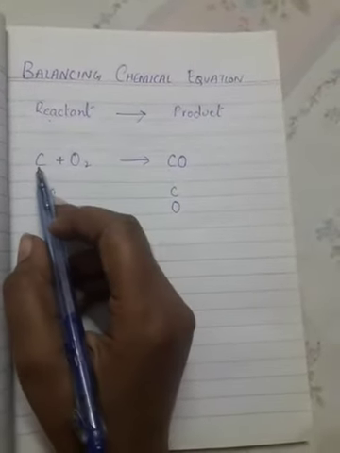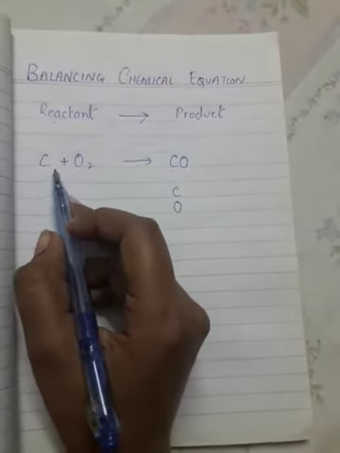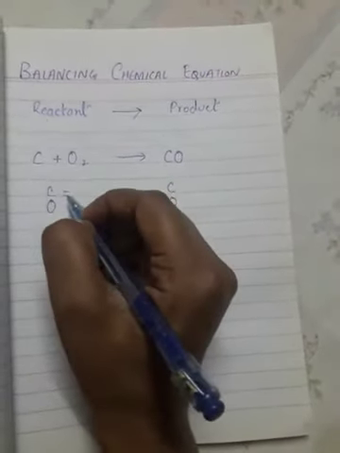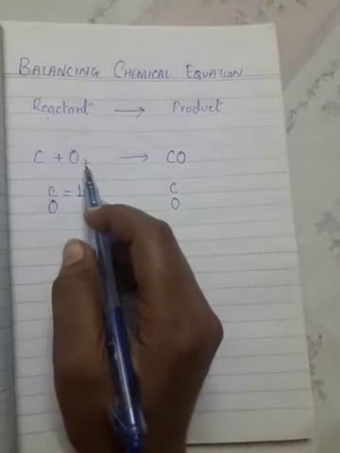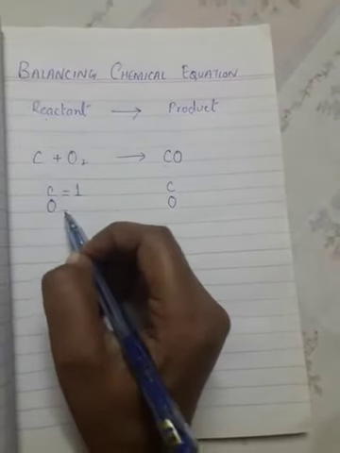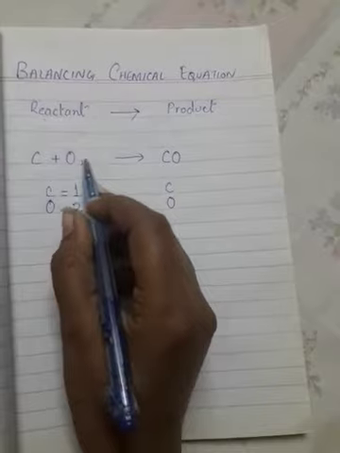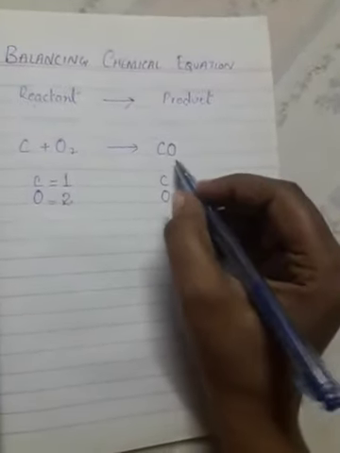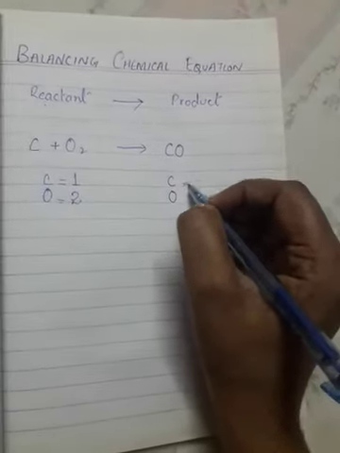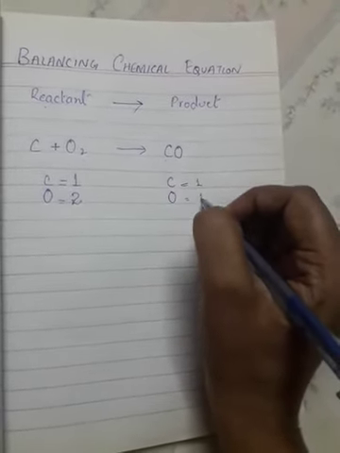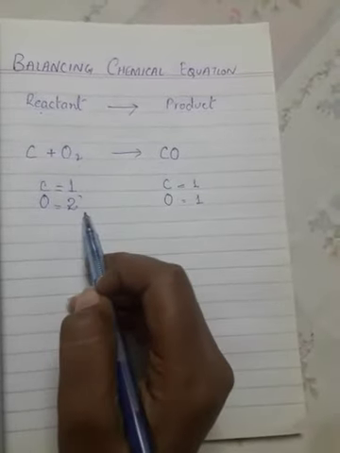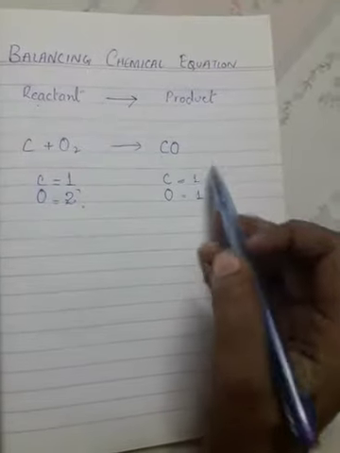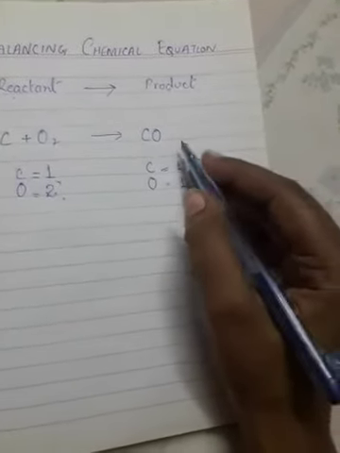Now we will look at how many atoms of carbon are there at the reactant side. Here is only one carbon atom, so you will write here 1. And if we look at the oxygen, there are two oxygen atoms, so we write 2. Similarly, on the product side, the number of atoms of carbon is 1 and oxygen is 1. Now look here, here oxygen is 2 and here oxygen is 1. It means for balancing this equation, the quantity of oxygen at the product side must be 2.